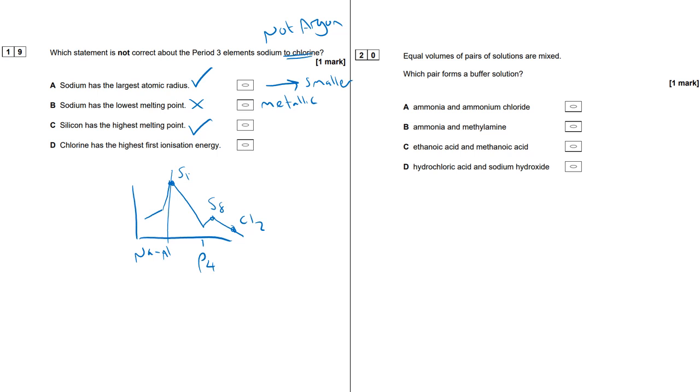Does chlorine have the highest first ionisation energy? Ionisation energy increases across a period with the exception of group 3, so aluminium would be lower than expected, and group 6, sulfur would be lower than expected. In this instance, chlorine would have the highest first ionisation energy because remember we're ignoring argon. It's only sodium to chlorine we're looking at. So B would be the only incorrect statement here.